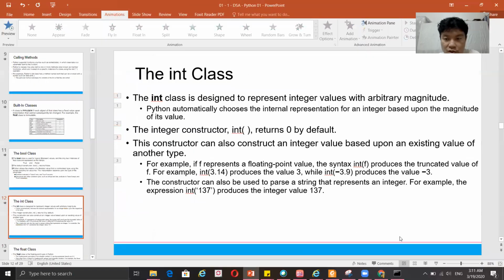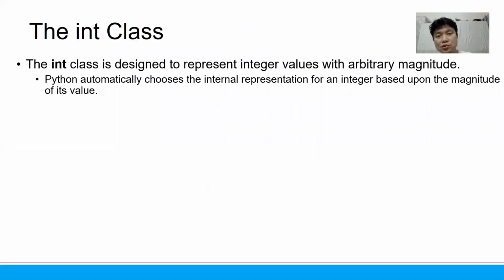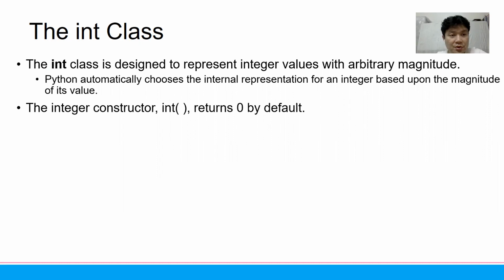The next will be the integer class. The integer class is designed to represent integer values of arbitrary magnitude. So there is no specific limit on the values. In Java, you may have some limit, like the integer having around 32,000. If it is a long integer, then it will be longer. Python automatically chooses the internal representation for an integer based upon the magnitude of its value. If you construct a new integer instance with parentheses, it will return 0 by default.